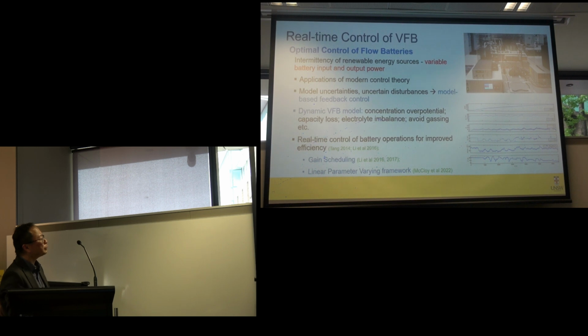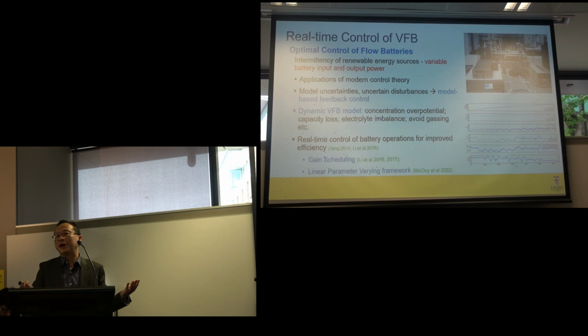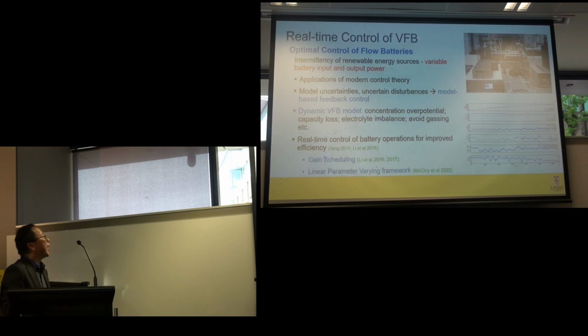Now, for battery control, to deal with uncertainties in the model, we know that we develop models, but there are no perfect models. So you have to deal with model uncertainties, and also we have uncertain operating conditions. For example, the charging and discharging current in commercial operating conditions may vary, and they may be uncertain. So we need to develop some model-based feedback control.